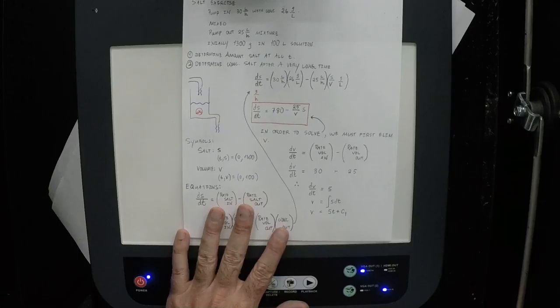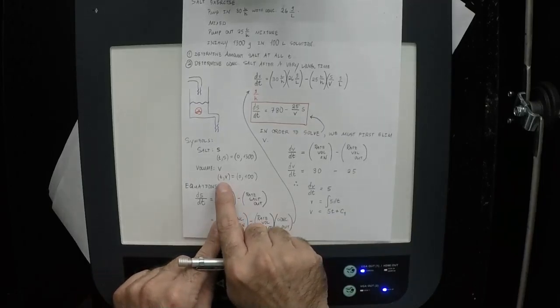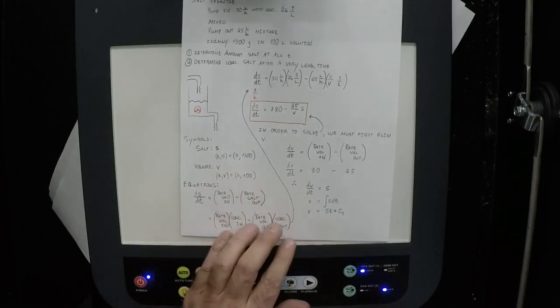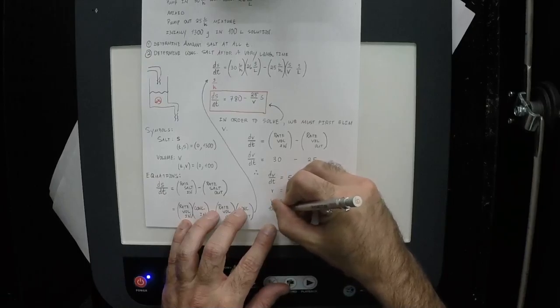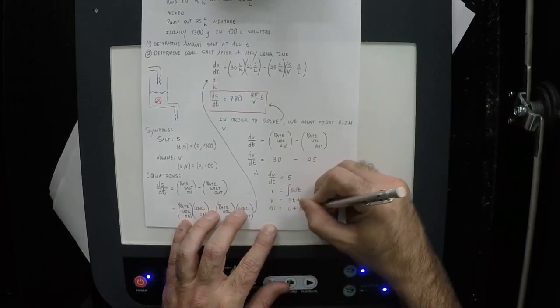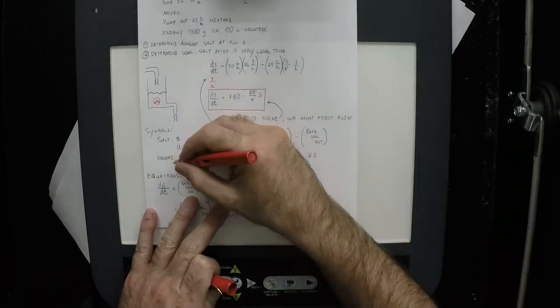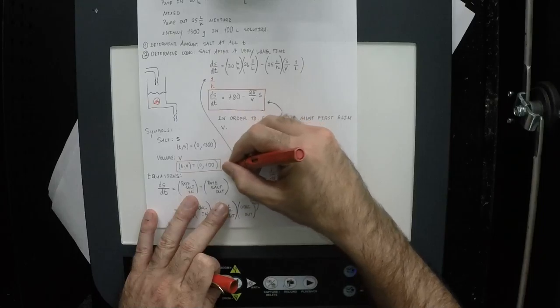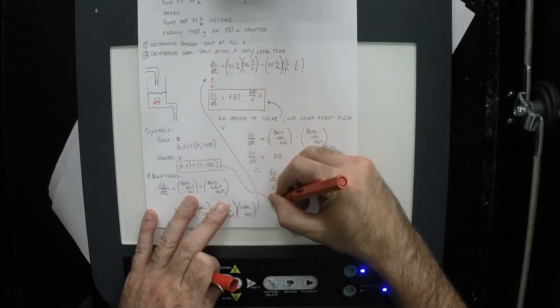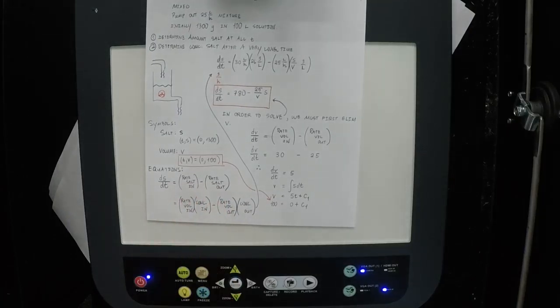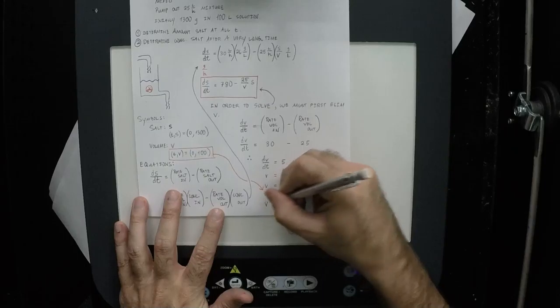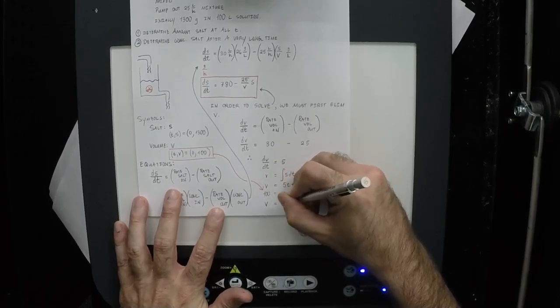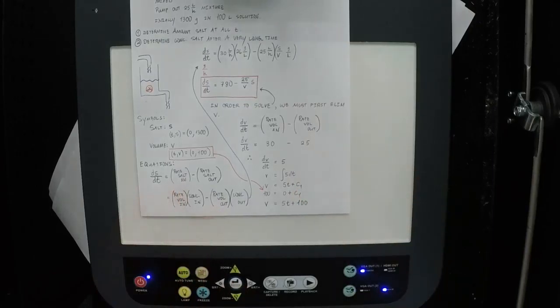How do we figure out the unknown constant? Yeah, plugging in the known condition on the volume, that at time 0, the volume is 100. So we should have 100 is 0 plus C1, using this data. So C1 is 100. So we've established that the volume is 5t plus 100.